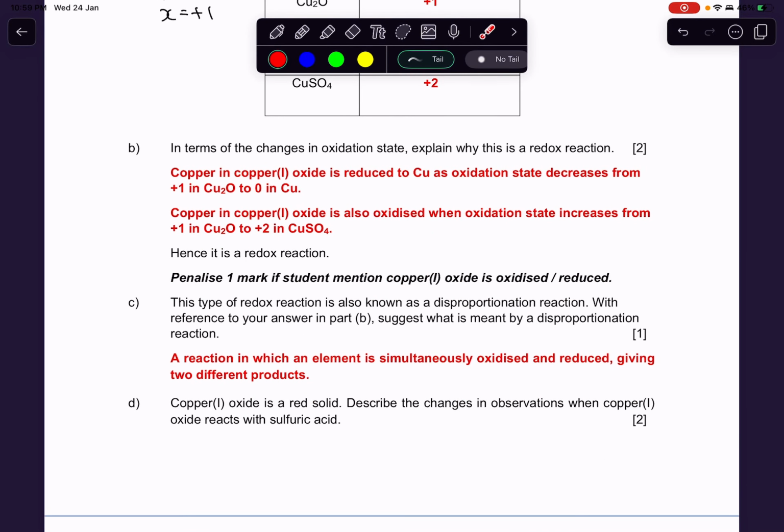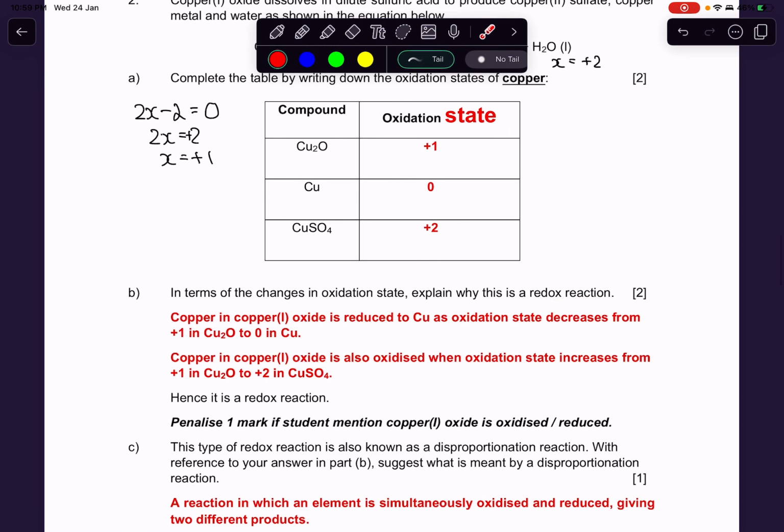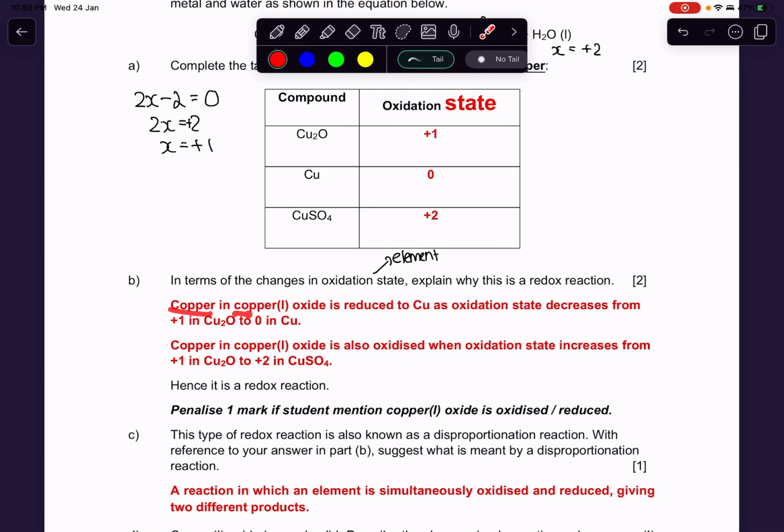Now they ask, in terms of OS, explain why this is redox. You have to make use of this information, which means if you calculated wrongly over here, you will lose marks here. So you need to ensure that you have calculated the OS correctly. When you want to write, you always write the element, because OS pertains to an element. Which element do we want to use? Obviously copper, because we have been calculating the OS of copper and we realize there are changes. So you have to state copper in copper 1 oxide, or you can say Cu2O.